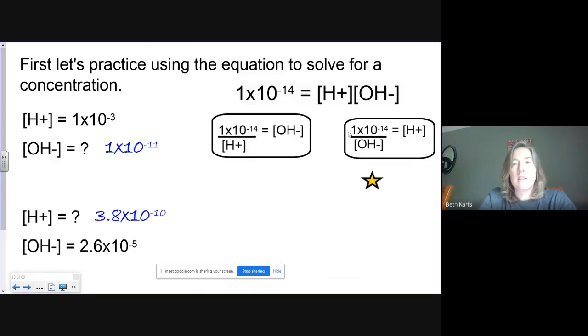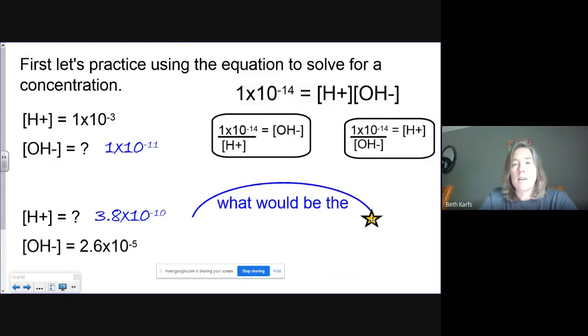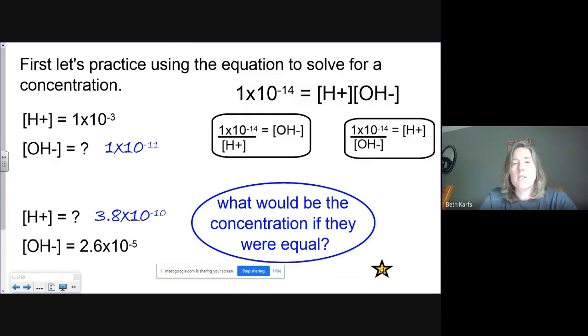All right, so we can use these two reshufflings of that relationship to solve for one ion concentration when we're given the other. So question for you guys, what would be the concentration if these two were equal? So if hydrogen ion and hydroxide ion concentration were equal to each other, what would that number be if they multiply together to be 1 times 10 to the negative 14? So go ahead and take a moment, calculate that, or think it through. You might be able to think it through in your head. Feel free to pause the video if you want to work on that.